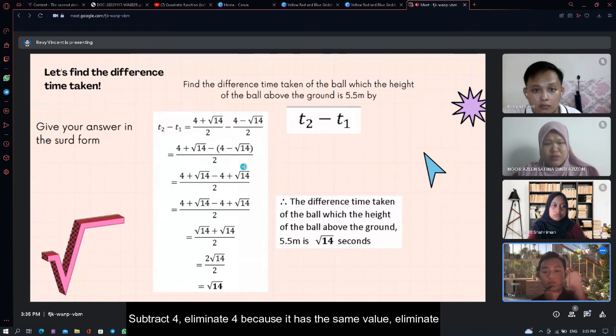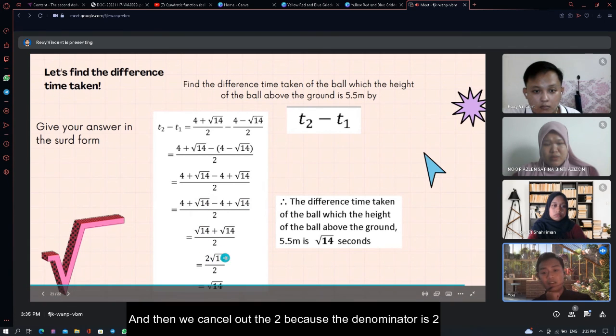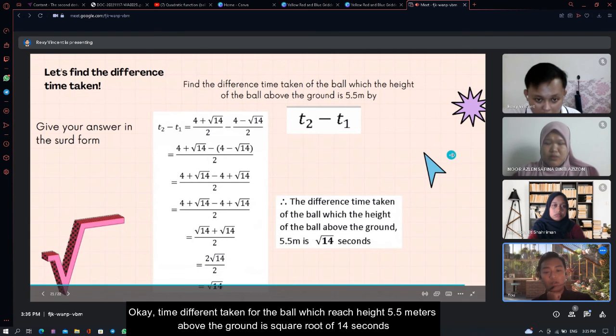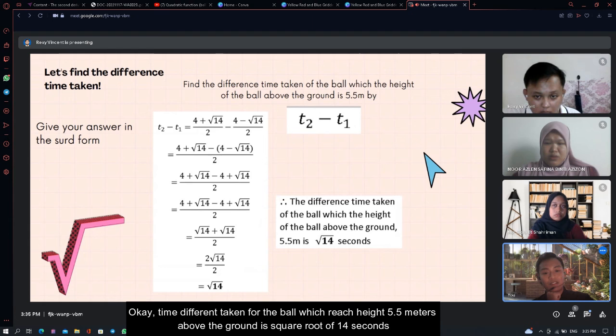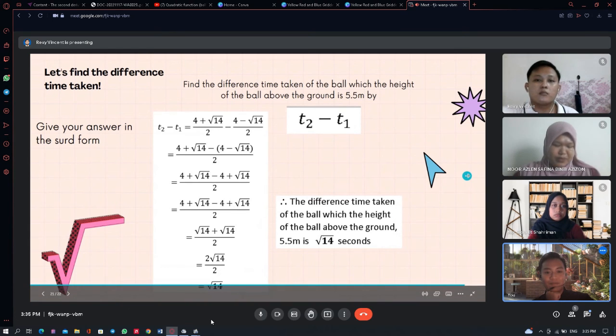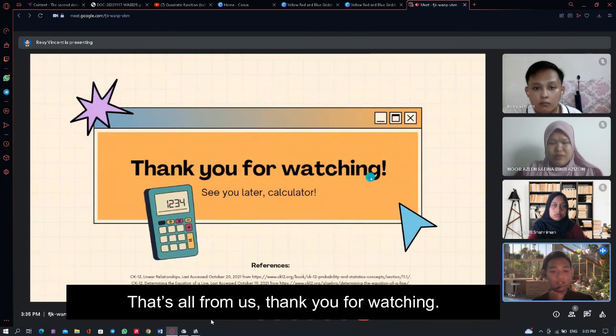Okay, subtract 4, eliminate 4 because it has the same value, and then we are left with square root 14 plus square root 14 over 2. And then we cancel out the 2 because the denominator is 2. We are left with square root 14. Okay, the time difference taken for the ball to reach a height of 5.5 meters above the ground is square root of 14 seconds.